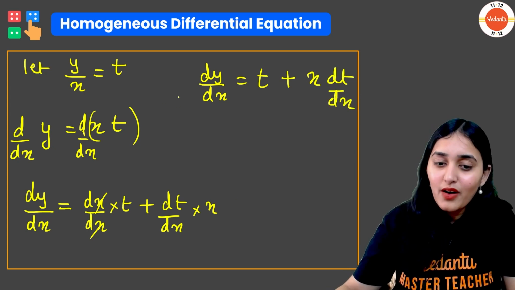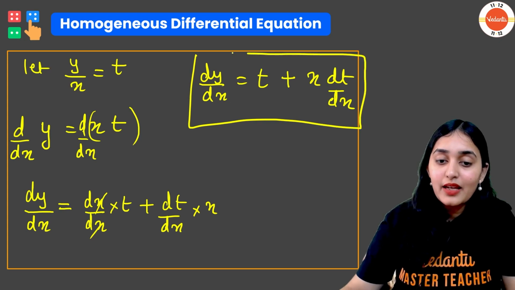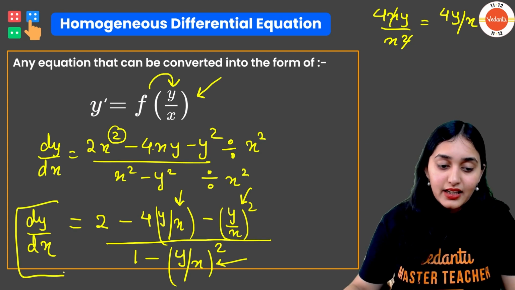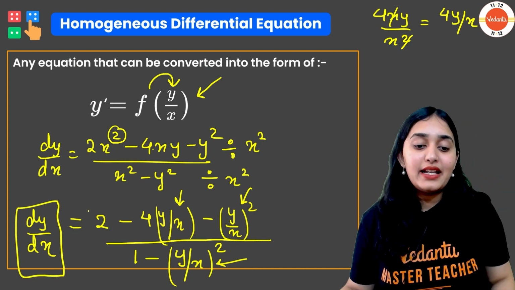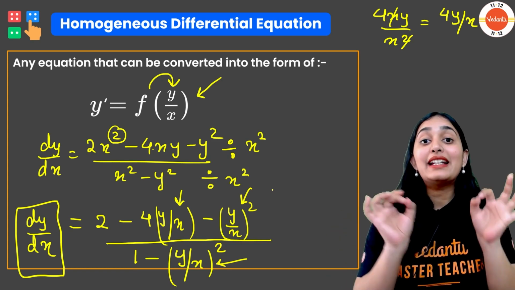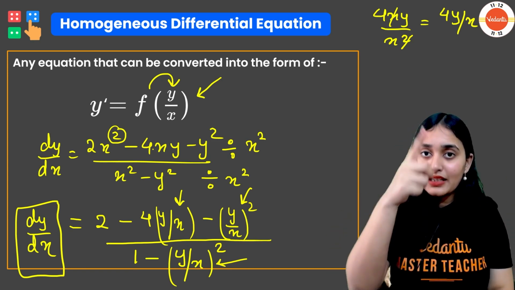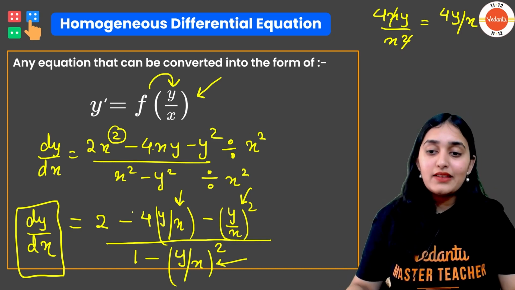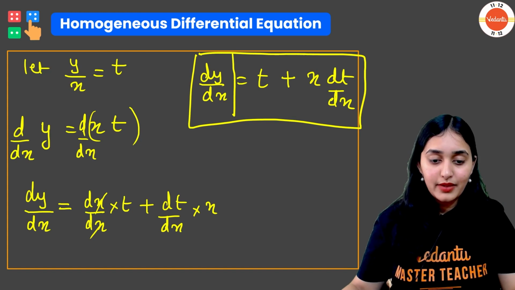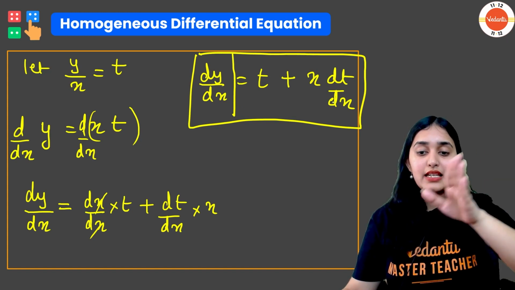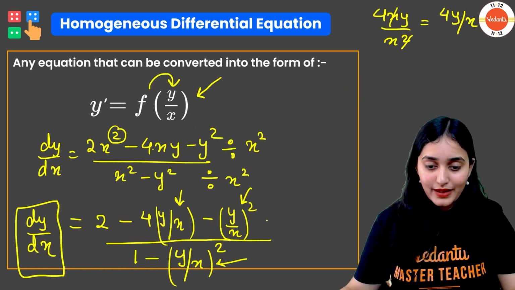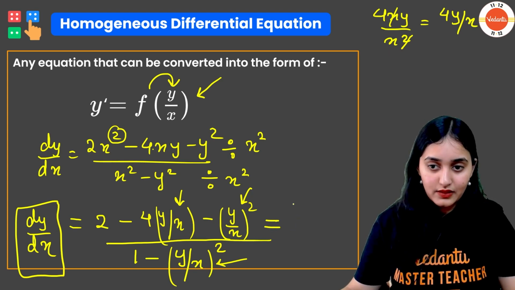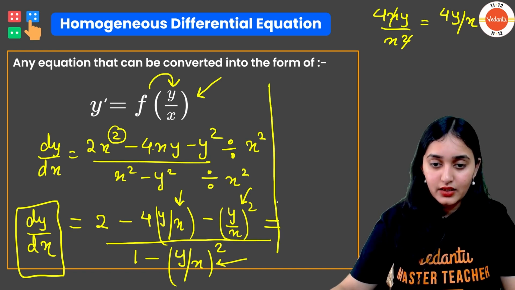So why am I doing all this? Because this is very important. Dy by dx will be put here. Here we have to put dy by dx to convert this into a t equation. We need an equation in t. We don't need an equation in y by x. So now your equation will become, after you have dy by dx equal to t plus x dt by dx, this equation can be written as what? I don't have space here, so I'm just going to write it over here.